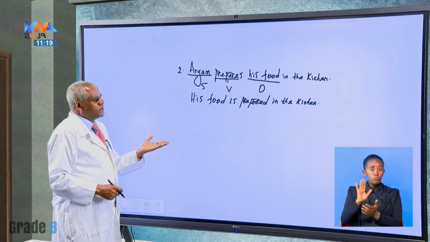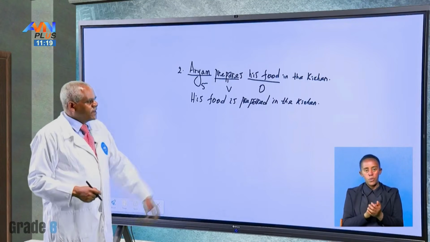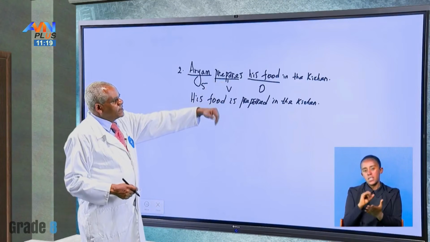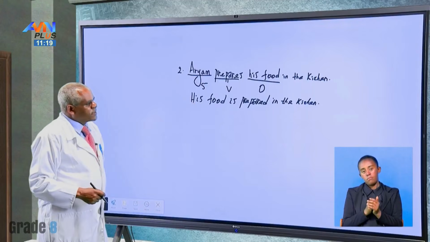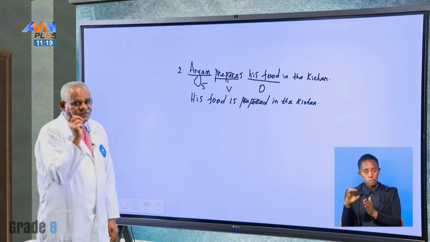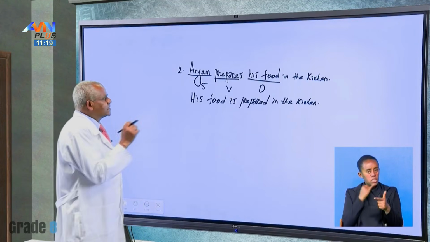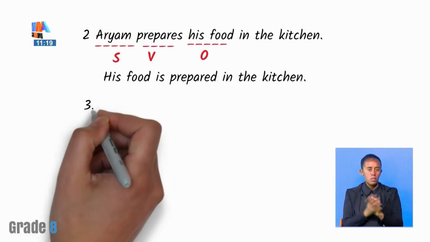This is a passive voice. That's why, because food is an uncountable noun, it takes is, then his food is prepared in the kitchen. It becomes passive voice. See now, don't forget that those verbs to be, is, are, are very important. Let's go and do another sentence.